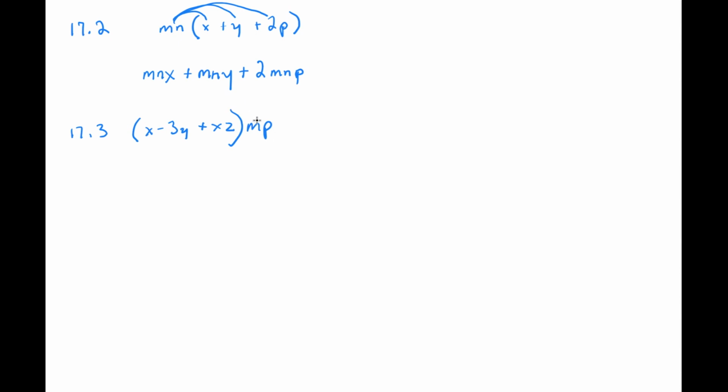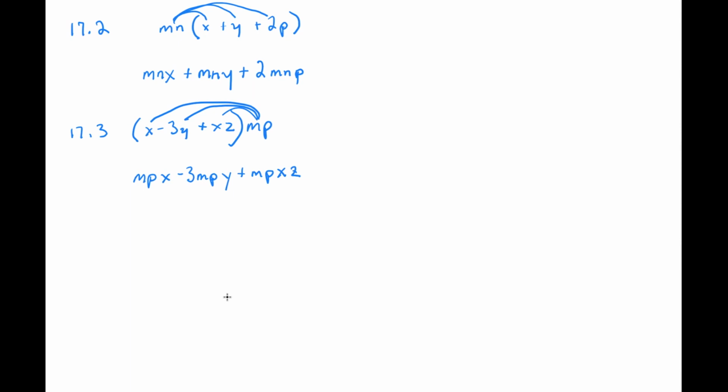So this time we're just going to work backwards. We're going to start with the first one, but we're going to multiply from behind. That's what I mean by work backwards. So mp times x is mpx. mp times negative 3y is negative 3mpy. And mp times xz is going to be mpxz. That's all we can do.